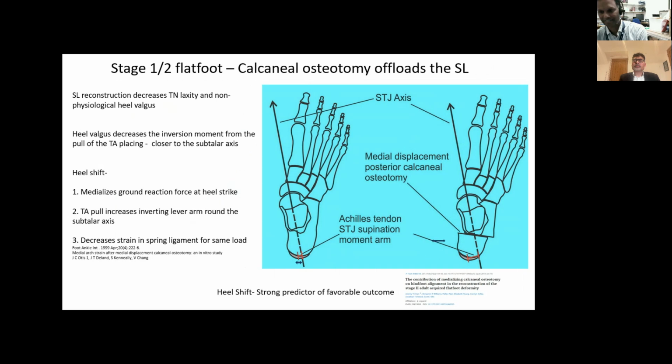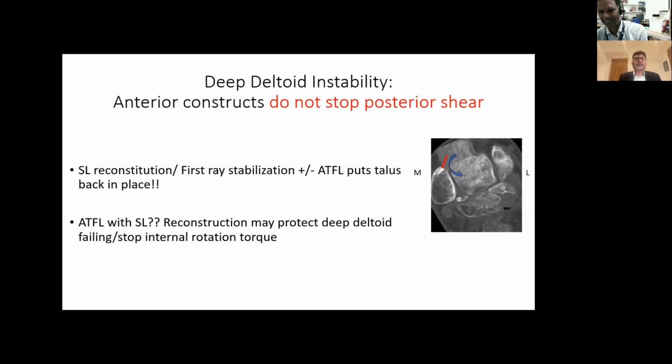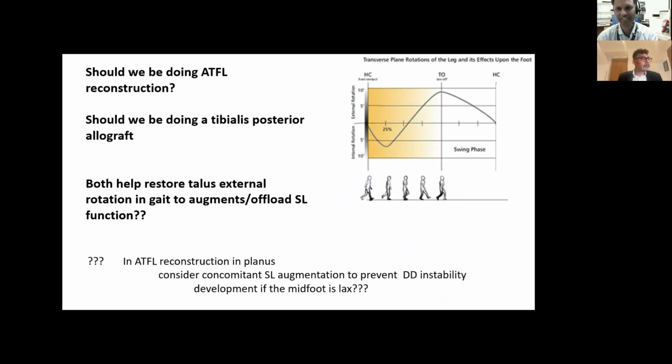And doing a heel shift, you get several benefits, but again, you're improving your ground reaction, your inversion pull around the subtalar axis. My last slide. Deep deltoid instability is very hard to control, and you've got to remember anterior constructs are not going to stop that internal rotation. And in the future, should we be reconstructing ATFL? I think we probably should. And should we be preserving tib post? Yes, because it's an external rotator of the tibia, unlike FDL, and it acts to externally rotate that.